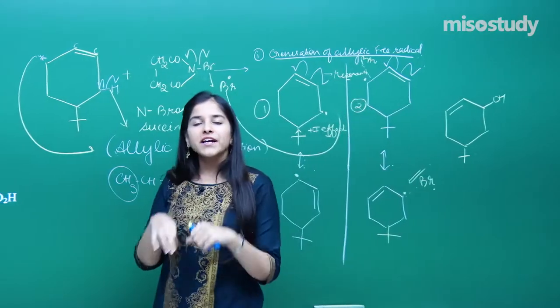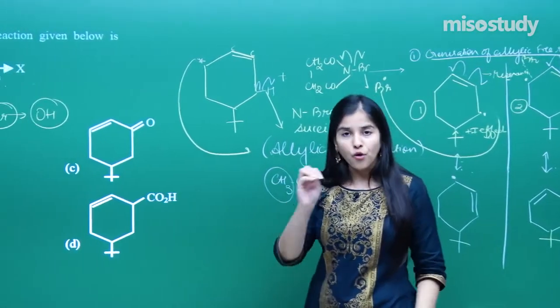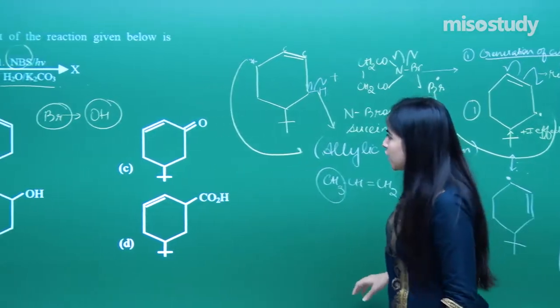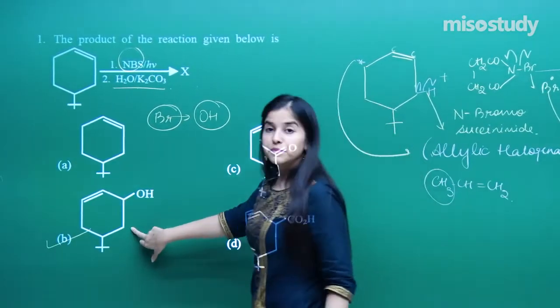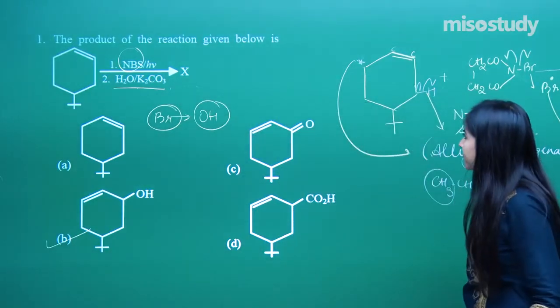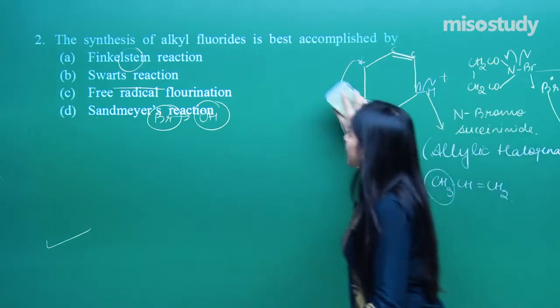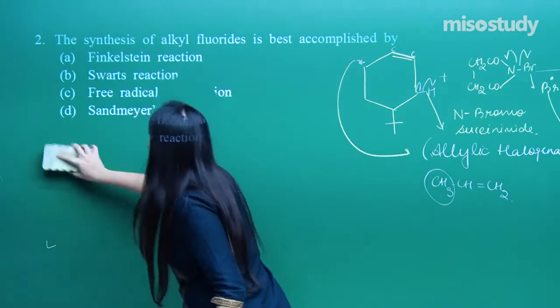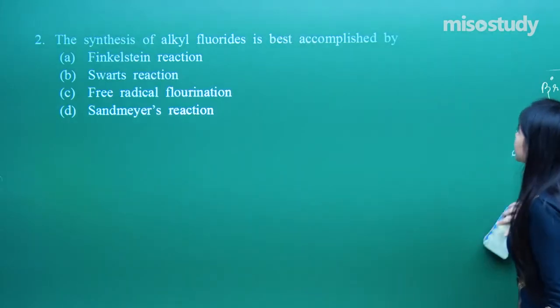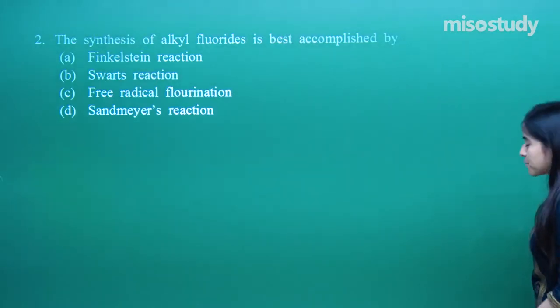You just need to dig into the mechanism to find out the answer, or just by looking at the options you can eliminate a few. So we have got the answer: B is the correct option. Let us move on to the next question. So what do we have? A very simple question. The synthesis of alkyl fluorides is best accomplished by.